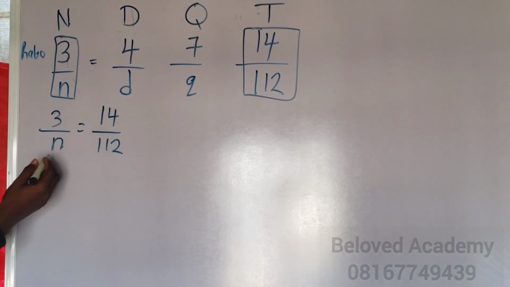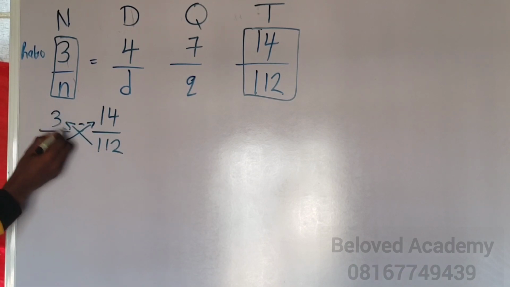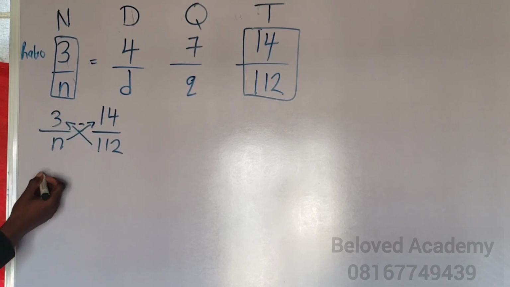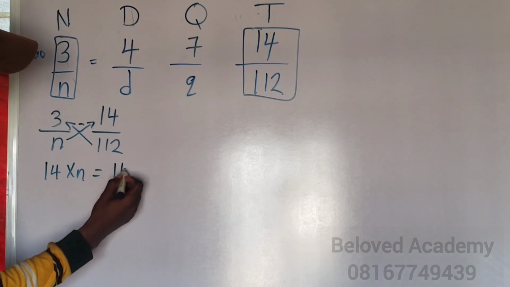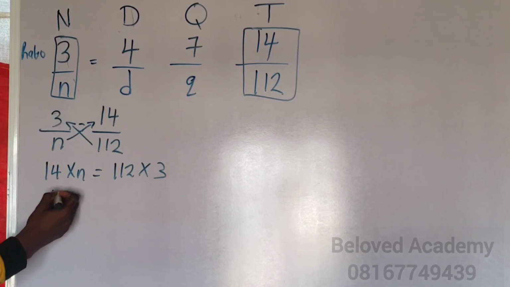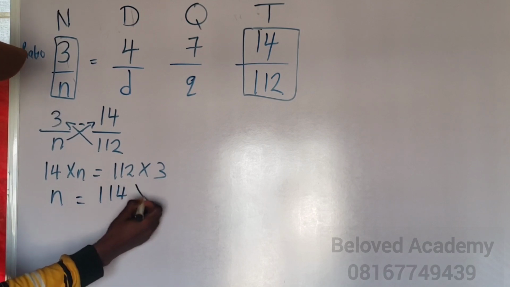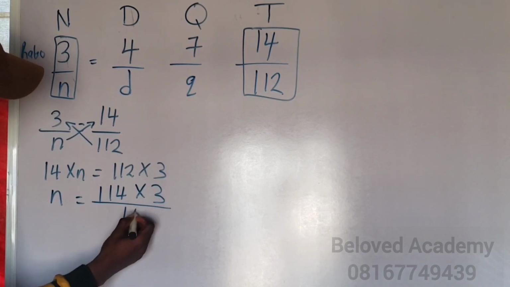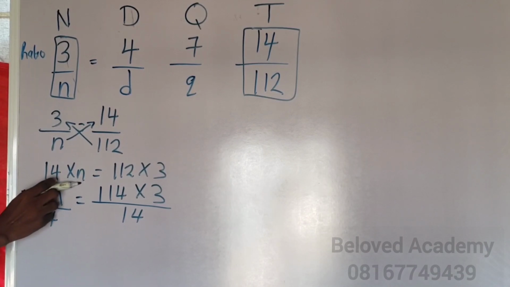Okay? Now, if you cross multiply, we are going to have n multiply this 14, and 3 will multiply this 112. So I'm going to have 14 multiplied by n is equal to 112 multiplied by 3. Do you understand? So for this, I'm going to have n is equal to 112 multiplied by 3 all over 14. Just like dividing both sides by 14, you understand? 14 multiplied by n is 14n. So I divide both sides by 14.